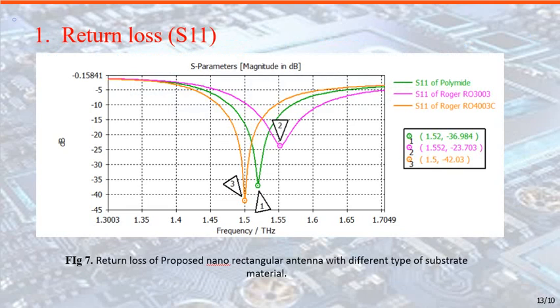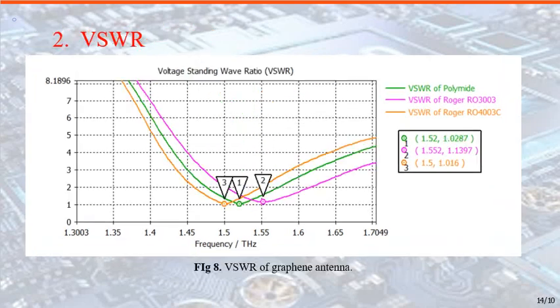We can see in figure 7 the return loss of our proposed nano-rectangular antenna with different types of substrate material. We can see that the Roger 3003 substrate has the best return loss of minus 42 at 1.5 terahertz frequency. We can see in figure 8 that all proposed antennas with different substrate materials have a VSWR less than 2, so our proposed antenna has the best adaptation.